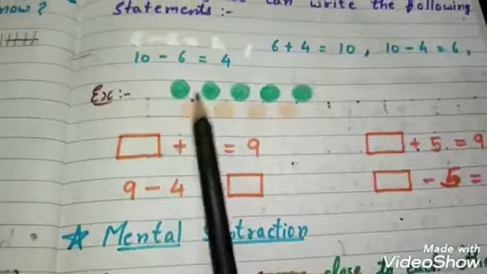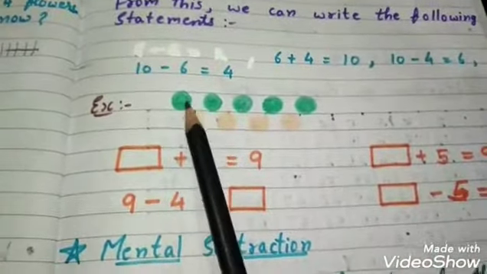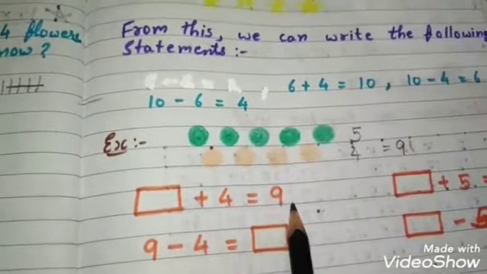See the example. See here, some balls are there. Let's count the green balls: 1, 2, 3, 4, 5. How many green balls are there? 5. And how many yellow balls are there? 1, 2, 3 and 4. How many are these? 4. And total these are 1, 2, 3, 4, 5, 6, 7, 8 and 9. How many are these total? 9. So, dash plus 4 is equal to 9.